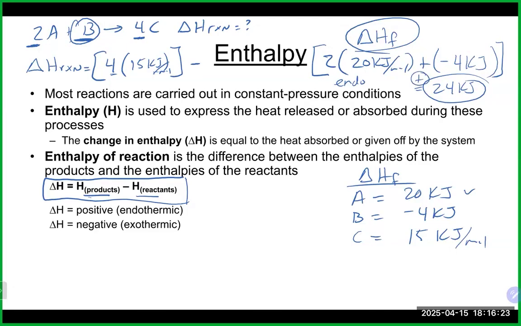So you do have to take into account the coefficients. You got to multiply them by the values that you find in the table. By the way, delta H of formation for things in their standard states is going to be 0 kilojoules, like O2, H2, N2, anything uncombined, by itself, will have a delta H value of 0 in those tables if you look them up.